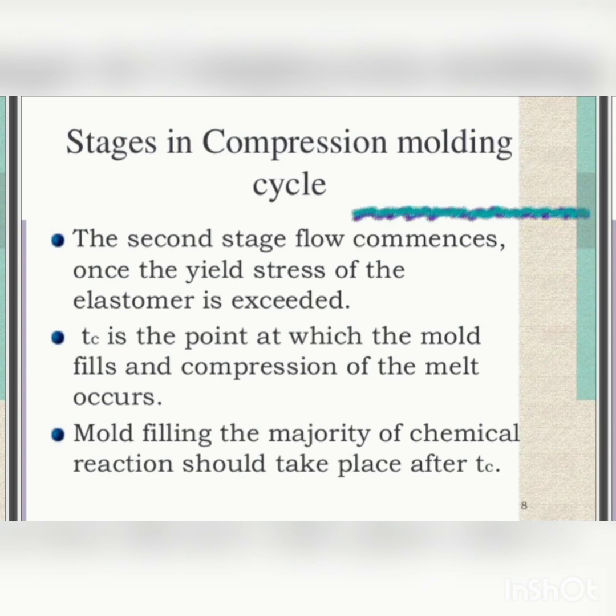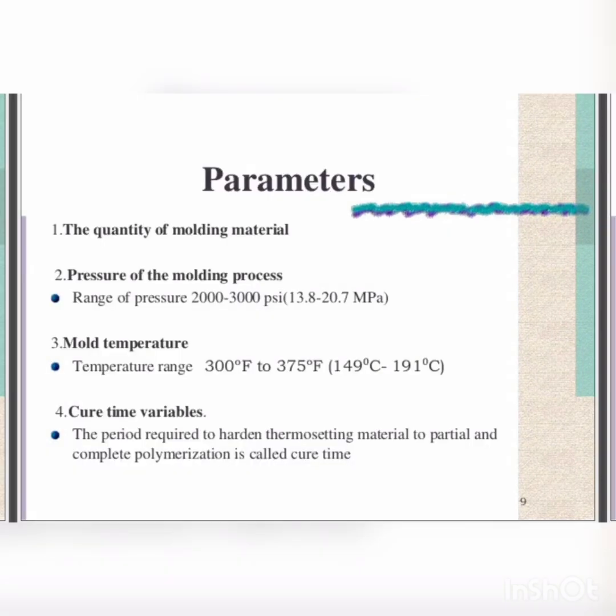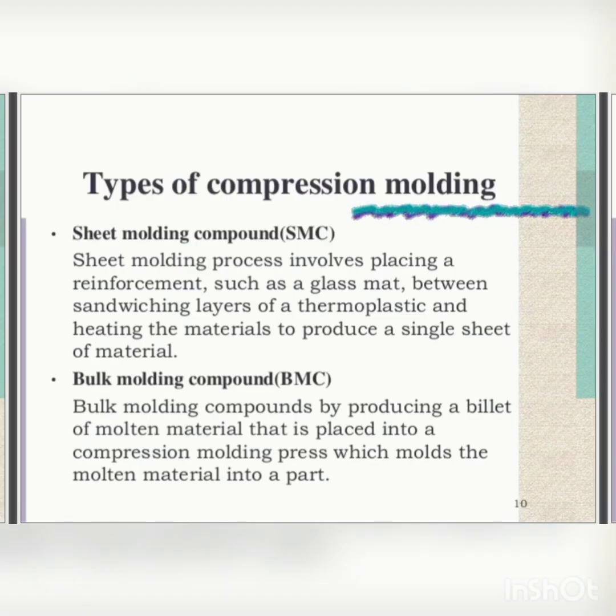And compression molding involves parameters which are the quantity of molding material, and the pressure of the molding process, with a pressure range of 2000 to 3000 psi. The molding temperature range is 300 degrees to 375 degrees, and cure time is the variable, the period required to harden the thermosetting material.